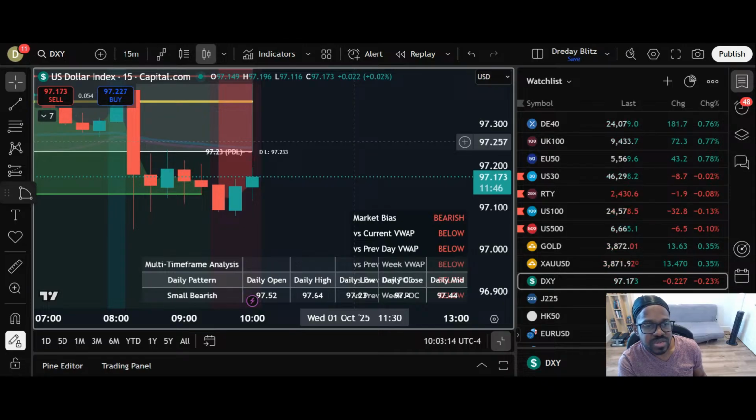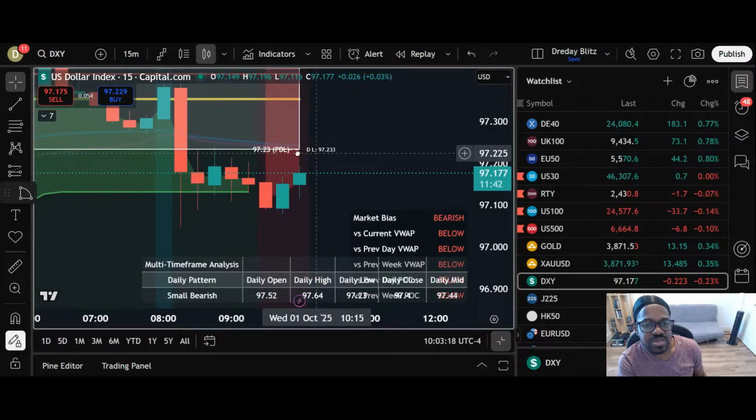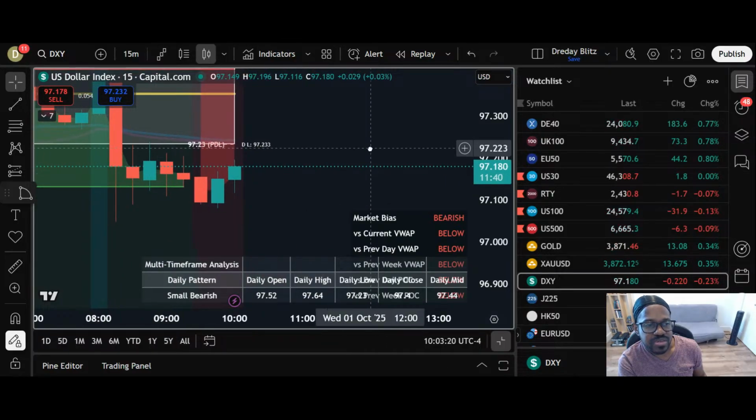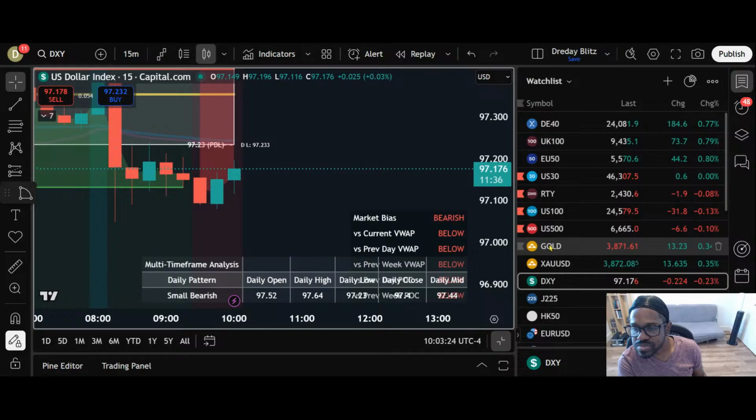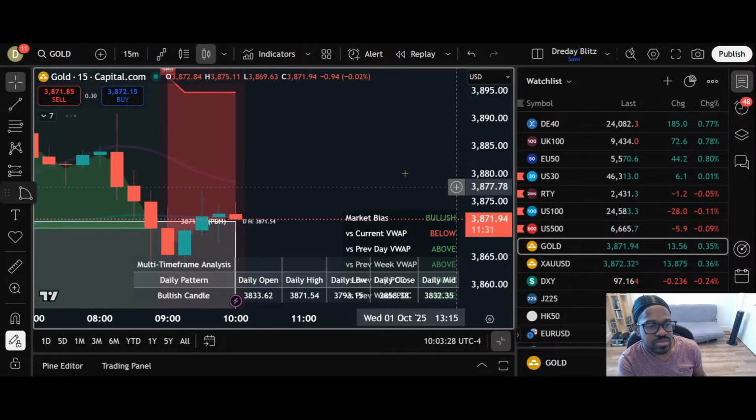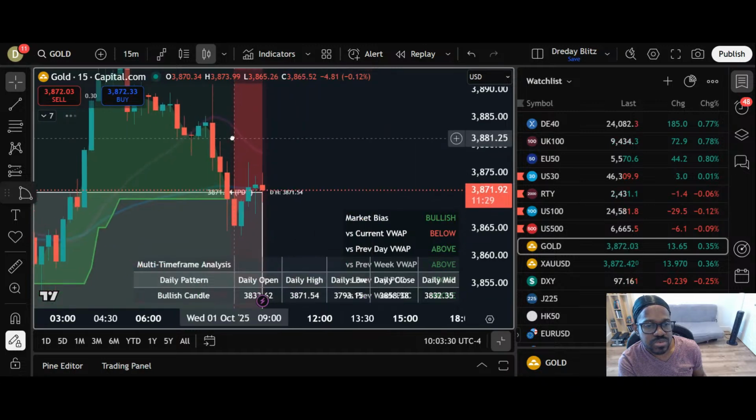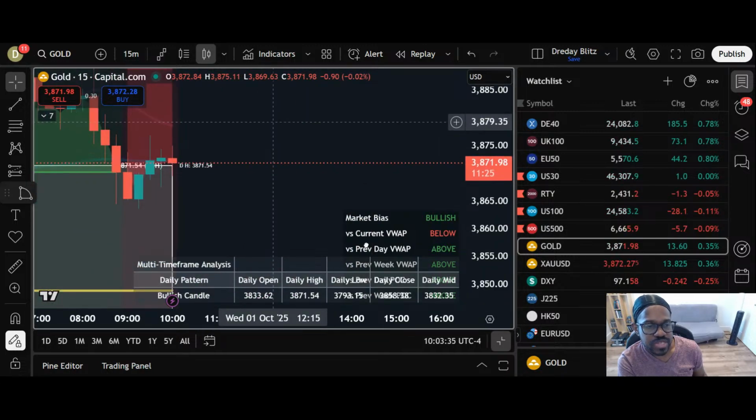So DXY here is trading, seems to be going back above near the previous day low. And let's look at gold. Gold is trading above previous day high.